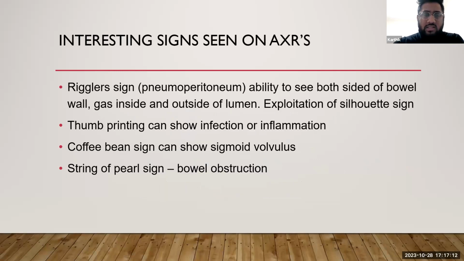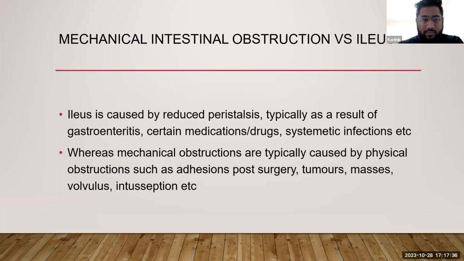Okay, so what signs do we look for on abdominal X-rays? We have the Rigler sign, thumbprinting sign, the coffee bean sign, string of pearls sign. We actually have hundreds of other signs, but you'll get bored just trying to go through all of them. If you wanted to know, there's the football sign, the cupola sign, the triangle sign, various signs to go through. But we'll go through them one by one.